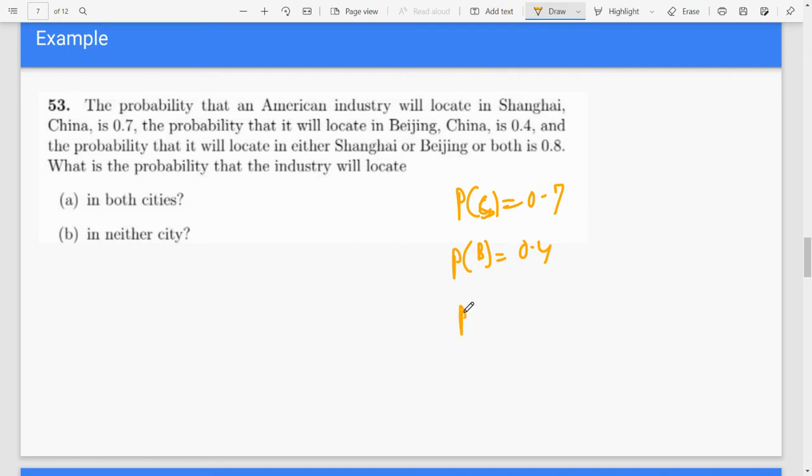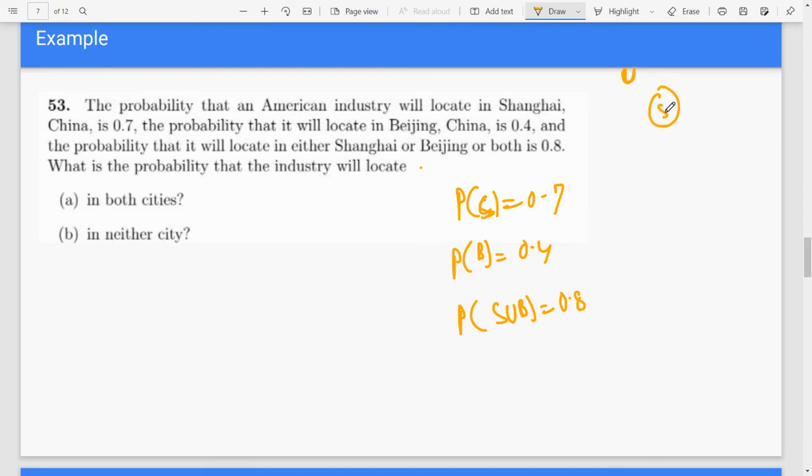Either means, whenever the concept is about either, you have to understand it's a union that you are talking about. Union, okay. Either Shanghai or Beijing means S union B, which is equal to 0.8. Okay, and it's written that it is either Shanghai or Beijing or both.